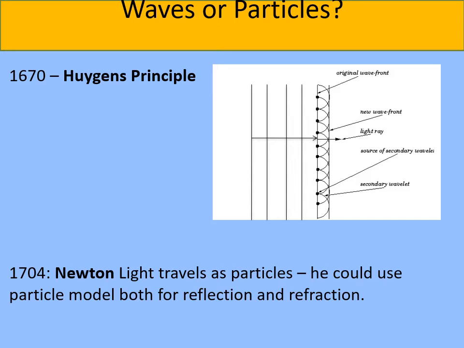Then Newton, on the other hand, by about 1704, I think he published this in a book, he said that light travels as particles. He could use the particle model to prove both reflection and refraction. He basically said that light was made of corpuscles or particles. He suggested that was the reason why when you fired light at a mirror, it would reflect or rebound. And he also proposed that light traveled faster in water than in air.